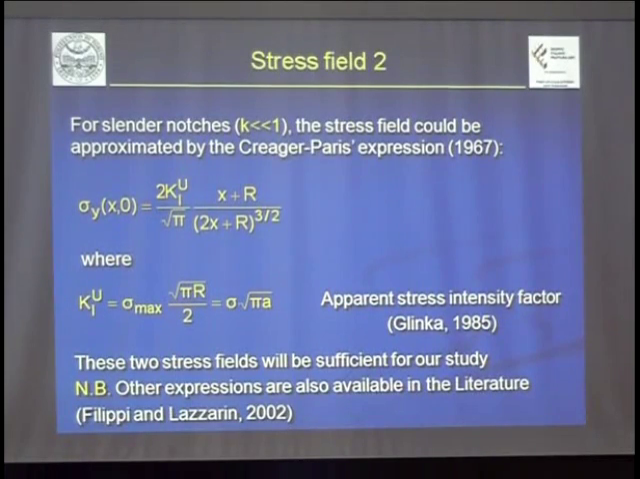For very slender notches, we can also use the approximation introduced by Creager and Paris in 1967, which could be defined through this parameter K1U, which is known as apparent stress intensity factor. And these two stress field functions will be sufficient for our study, even if other expressions are also available in the literature.